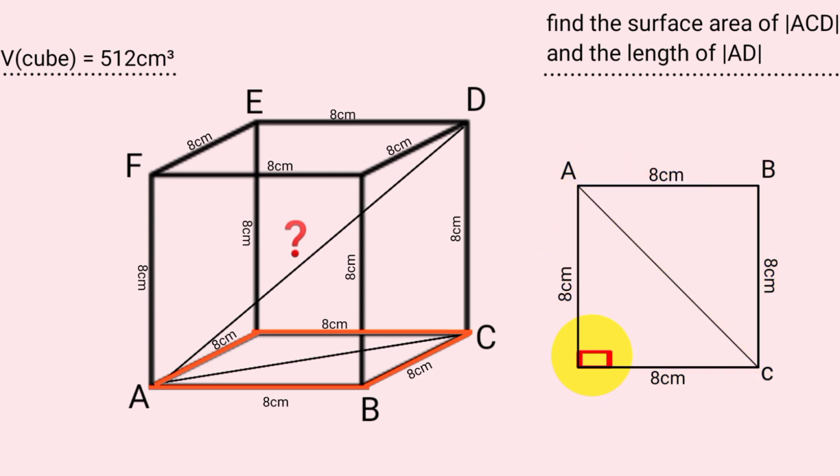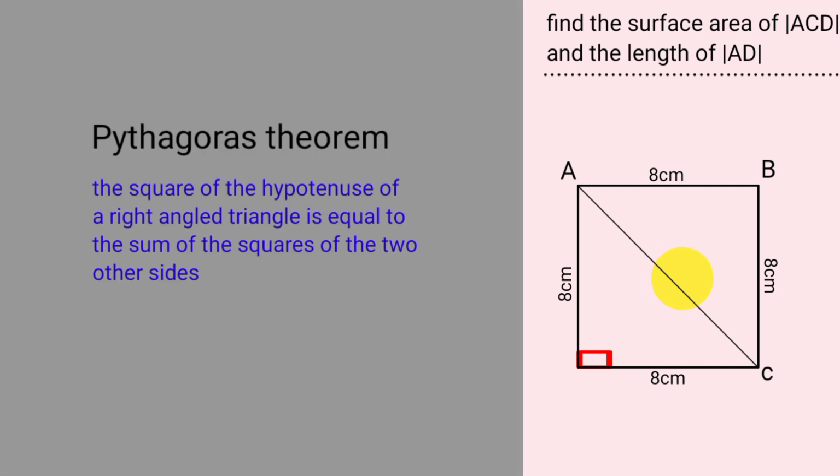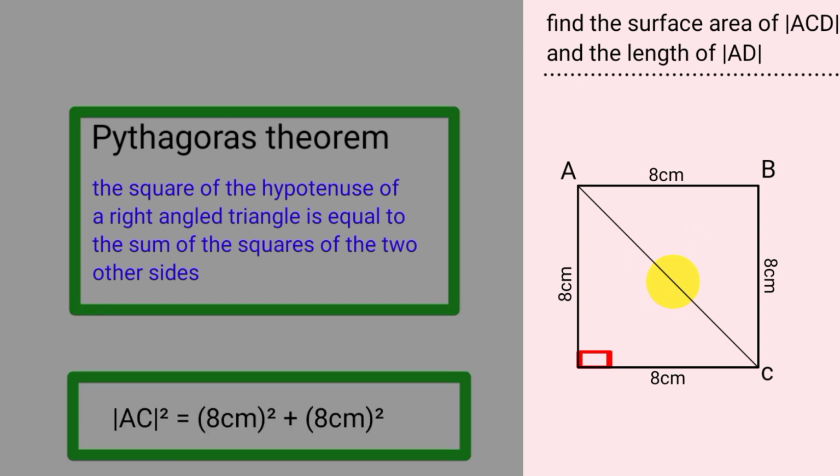So since this is a right angle here, we can use the Pythagoras theorem to find the length of this line AC here. By Pythagoras, the square of the hypotenuse of a right angle triangle is equal to the sum of the squares of the two other sides. The hypotenuse is the side facing the right angle, which is this side AC here. So using this, line AC squared equal to 8 centimeters squared plus 8 centimeters squared.